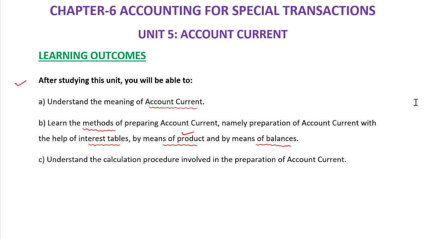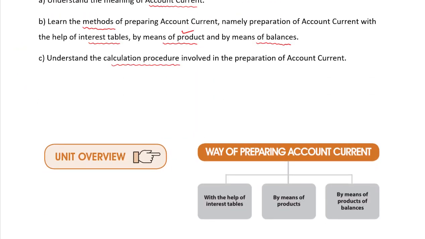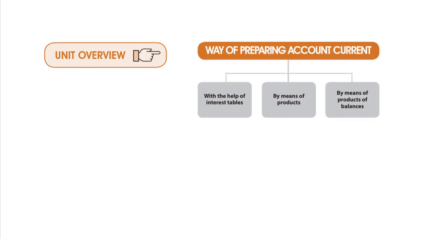Understand the calculation procedure involved in the preparation of account current. Calculation procedure. Overview of the chapter. Ways of preparing account current: with the help of interest tables, by means of product, by means of product of balances. These are the three methods of preparing account current.